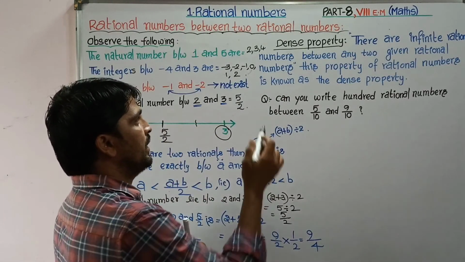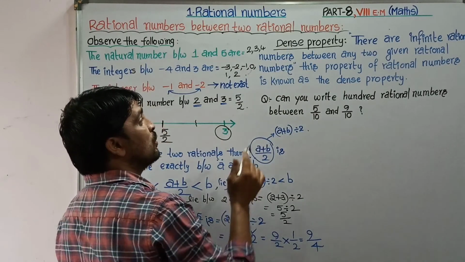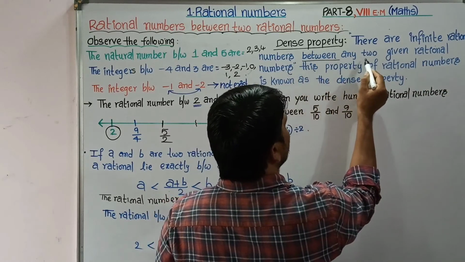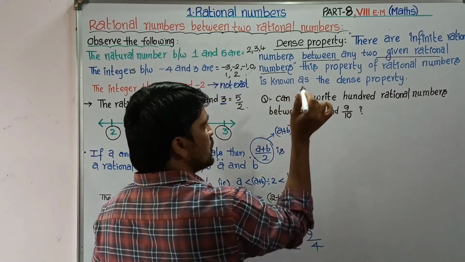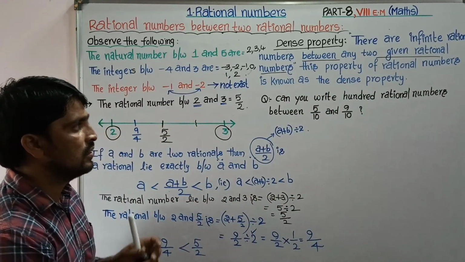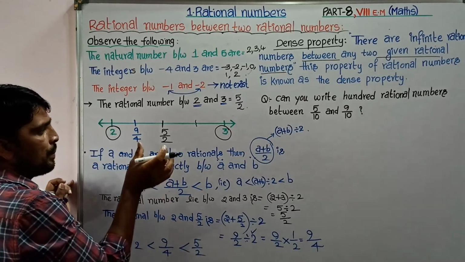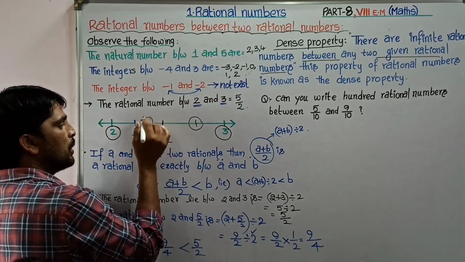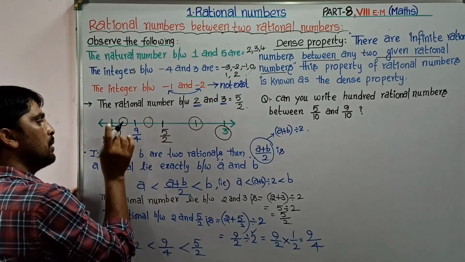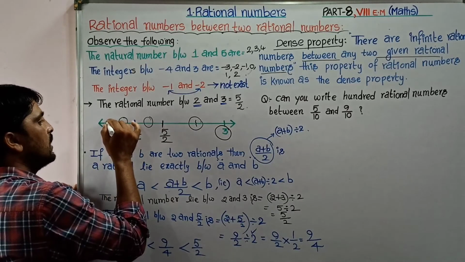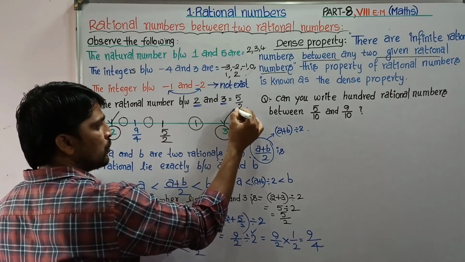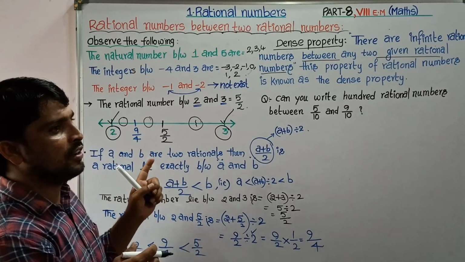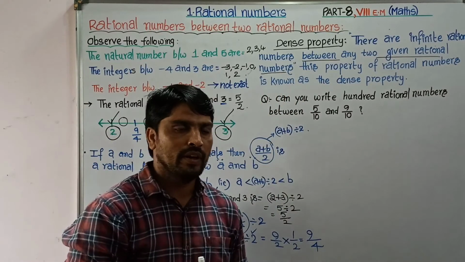This property is called the dense property of rational numbers. Let us see what the dense property of rational numbers is. There are infinite rational numbers between any two given rational numbers. This property of rational numbers is known as the dense property. In a similar manner, we can insert another rational number between 5 by 2 and 3, between 9 by 4 and 5 by 2, and between 2 and 9 by 4. So between two rational numbers, infinitely many rational numbers can be inserted. This is the dense property of rational numbers.